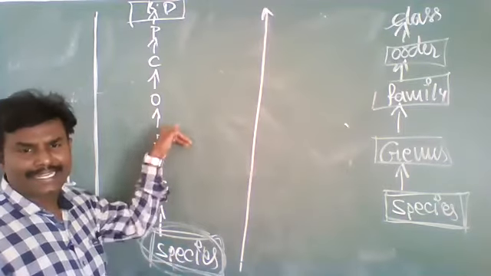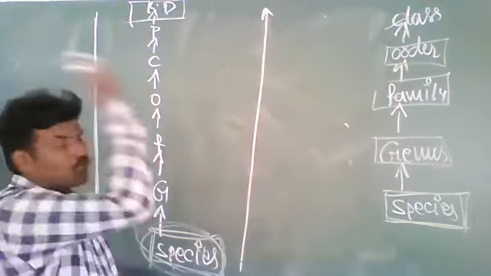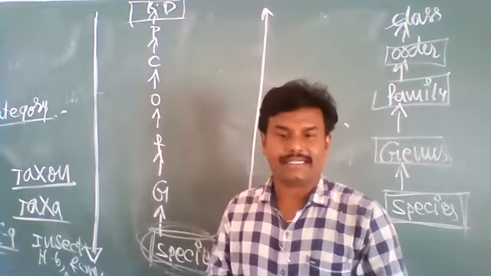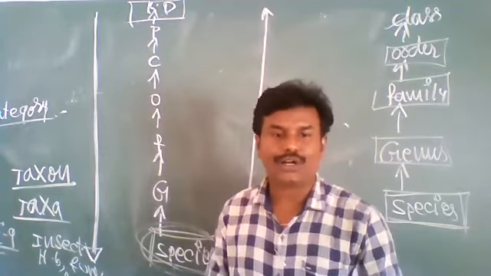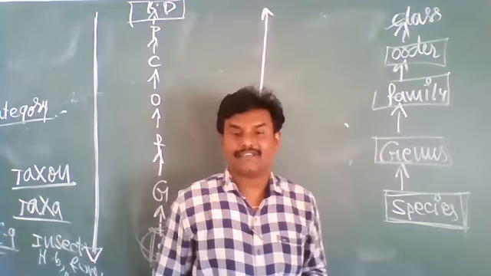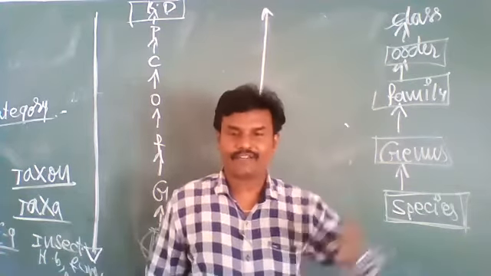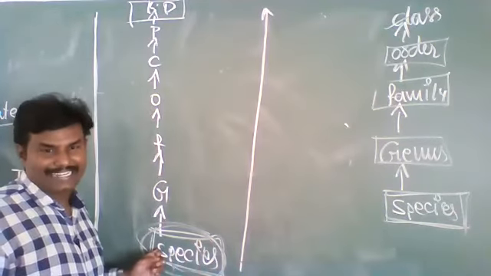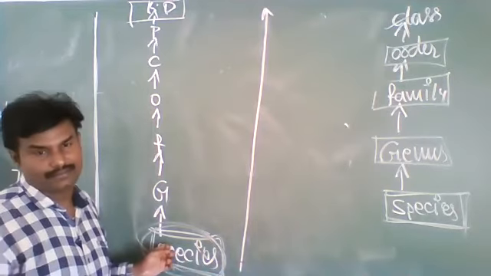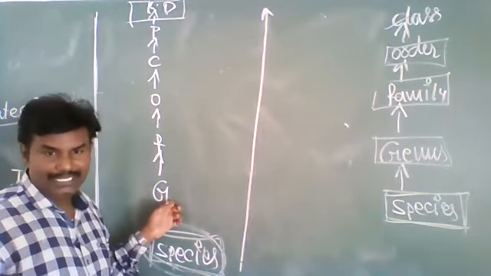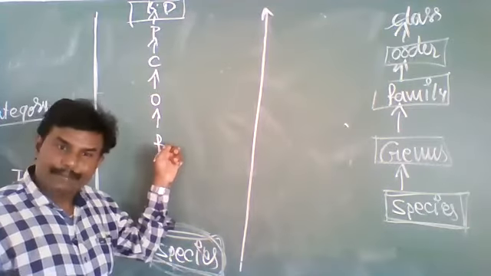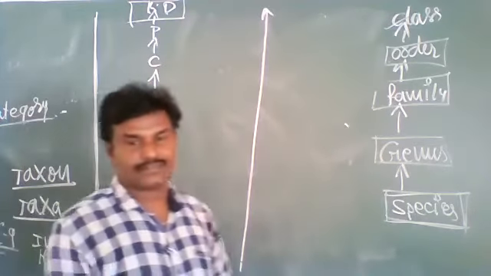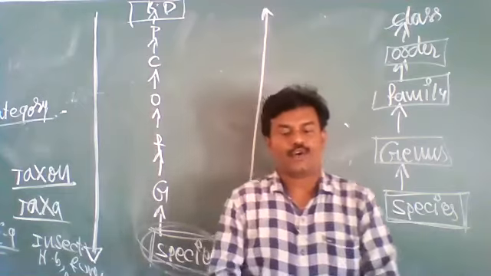So category 1, category 2, category 3, category 4, 5, 6, 7. This is called category. Category refers to a particular rank or place or level. Like when you see a result, first category, second category, third category. In the genus, some taxon. Second category, some taxon. Third category, some taxon. Taxon is some living organisms. Fourth category, fifth category, some living organisms. I hope you have understood the meaning.